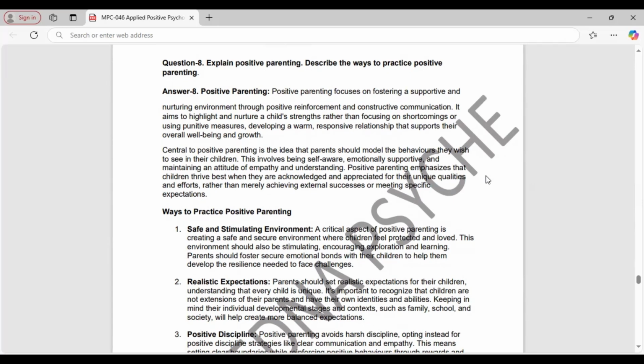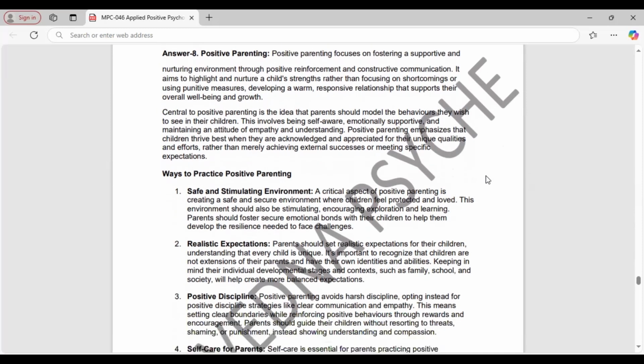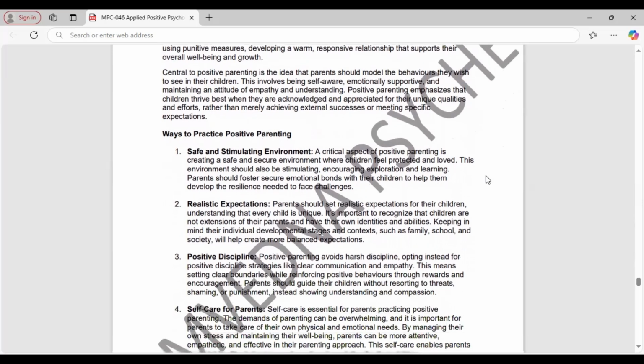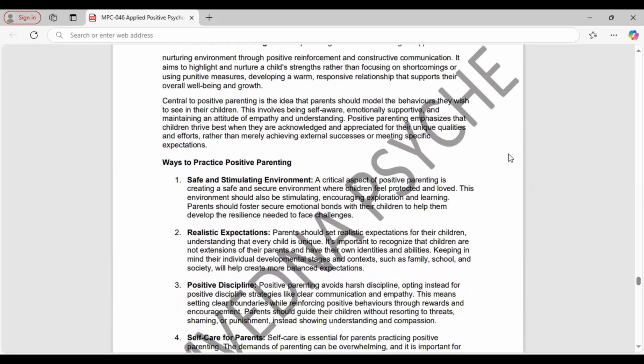Ways to practice positive parenting. First one, safe and stimulating environment. Establish a safe, secure, and stimulating environment that encourages exploration and learning, promoting emotional bonds and resilience. Realistic expectations. Set balanced, realistic expectations based on each child's unique identity and developmental stage, acknowledging that children are not extensions of their parents. Positive discipline.